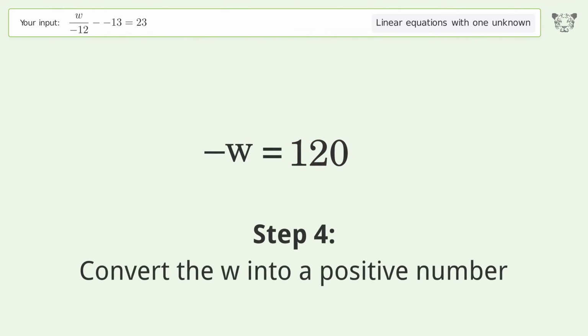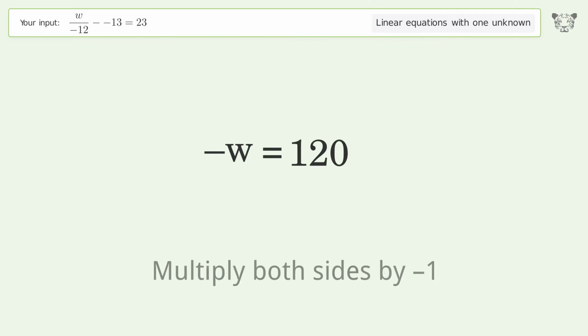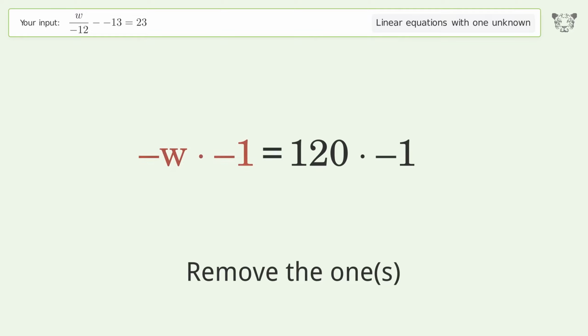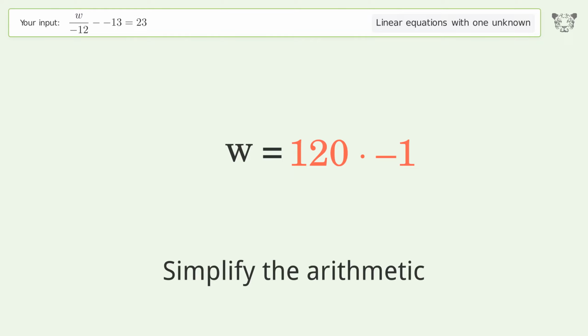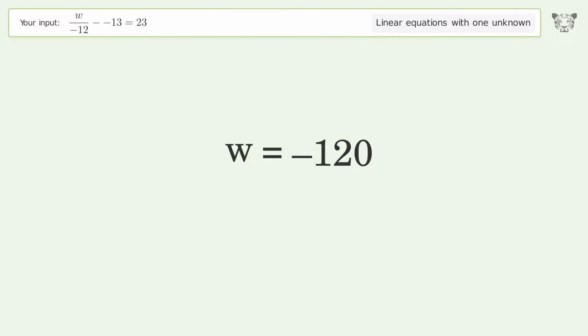Convert the w into a positive number. Multiply both sides by -1. Remove the ones. Simplify the arithmetic. And so the final result is w equals -120.